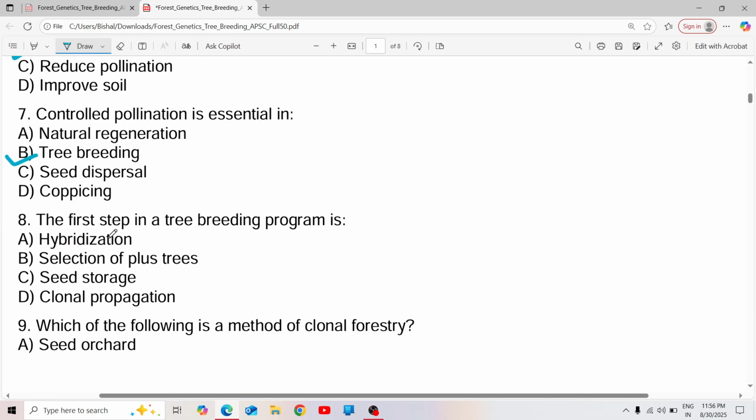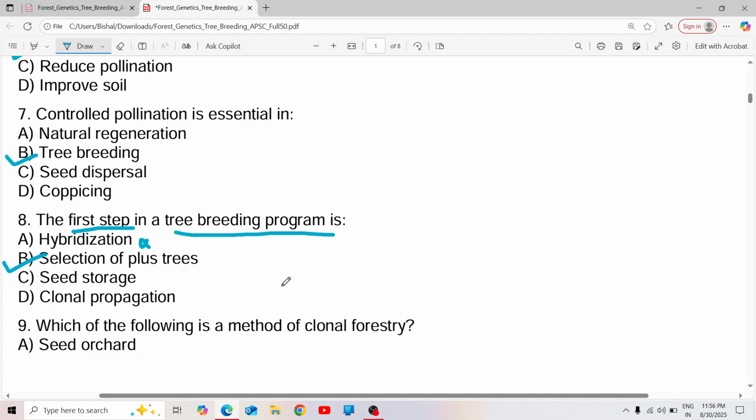Question number 8. The first step in a tree breeding program, which of the following is the first step? Hybridization? No, this is not the first step. Selection of plus trees, yes. Selection of plus trees is the first step for a breeding program.